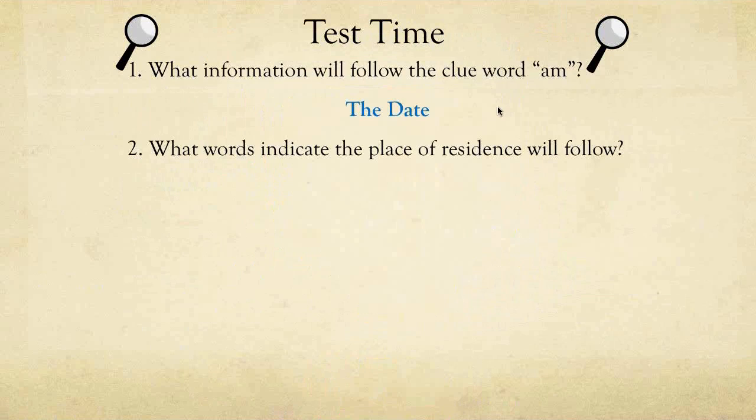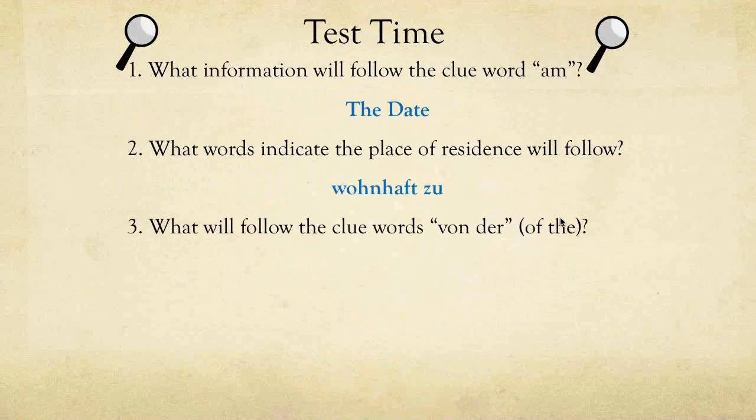You don't have to spell it all the way correctly. Let's see if you can get it, though. Which show the place of residence. These folks are good. You getting it? They're saying wohnhaft zu. Perfect. Very good. Wohnhaft zu. 2 for 2. All right, this is going all the way back to our birth certificate. What will follow the clue words von der, of the, meaning born of the?